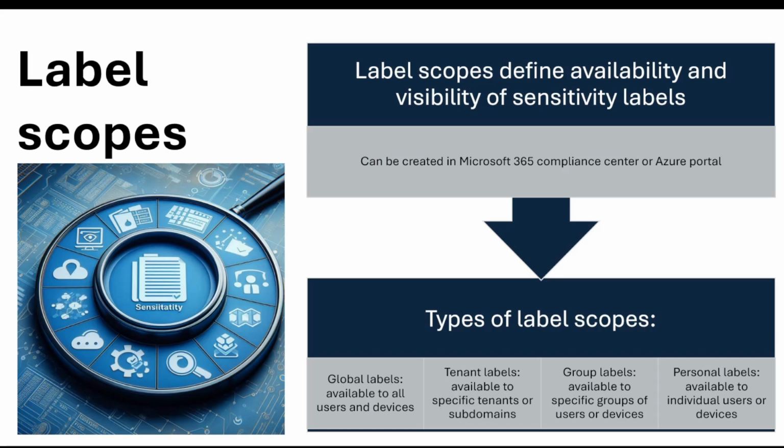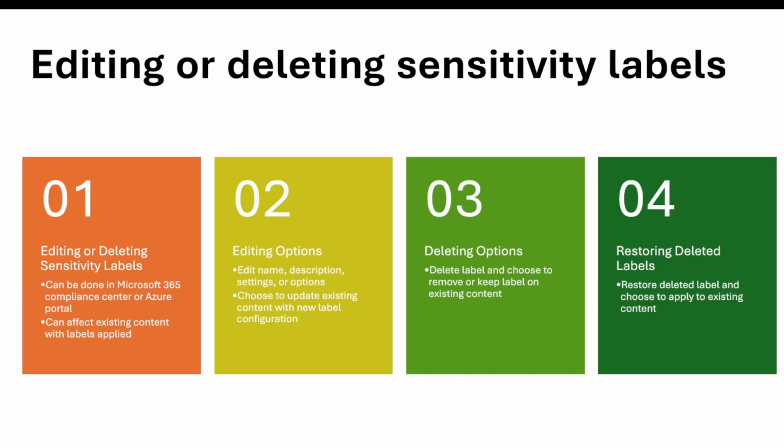First, you can create global labels that are available to all users and all devices in your organization. You can create tenant labels that are available to specific tenants or subdomains in your organization. You could create labels available to specific groups or users or devices also within your organization. And then you could also create personal labels that are available to individual users or devices within your organization as well. So you could also do some deleting or editing of these labels.